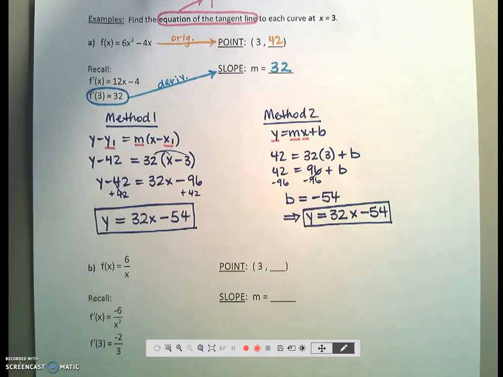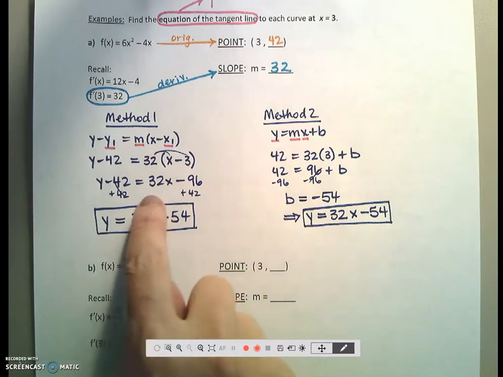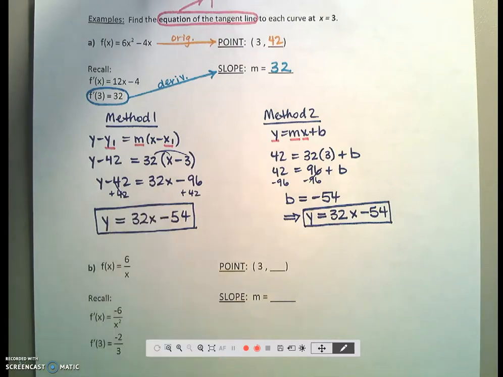The point is this: I don't care how you do it. I just want you to be able to do it. So if you like method 1, do method 1. If you like method 2, do method 2. It does not matter to me as long as you can come up with the equation of the line. So just pick one and commit now to method 1 or method 2, whichever your brain likes better.